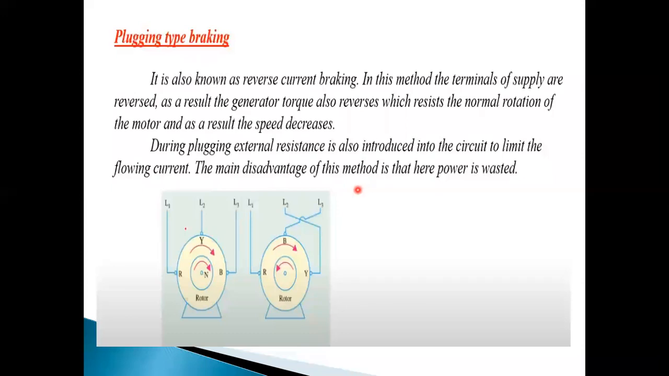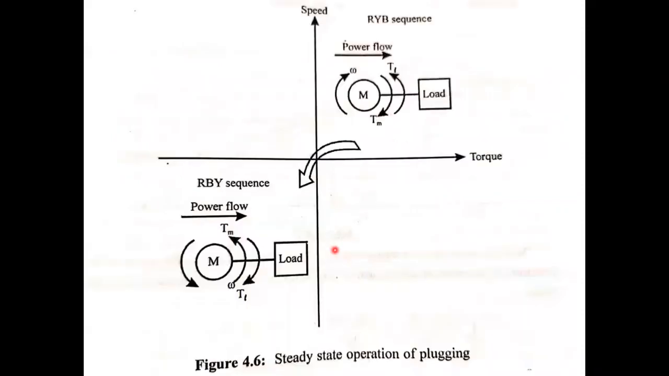For AC machines, the shaft of the machine rotates in the same direction as the magnetic field.